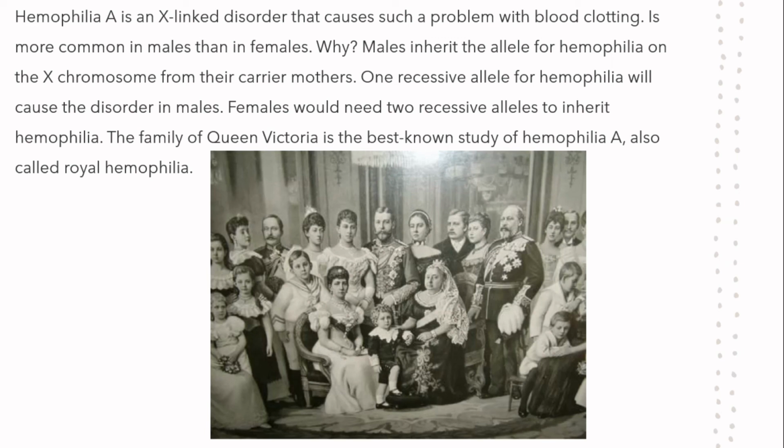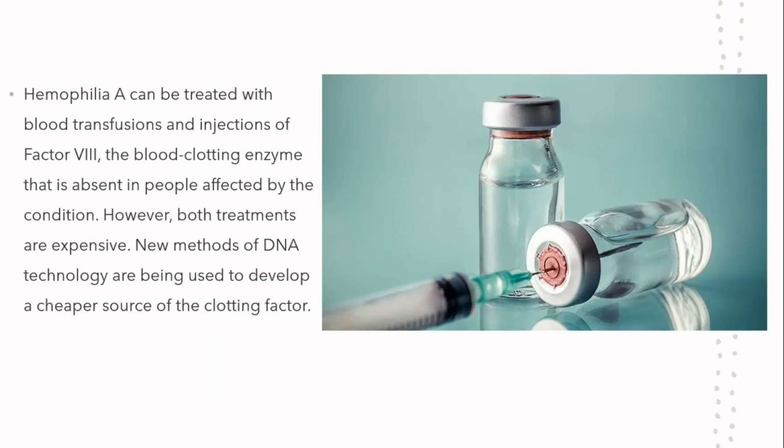Hemophilia A can be treated with blood transfusions and injections of factor VIII, the blood clotting enzyme that is absent in people affected by the condition. However, both treatments are expensive. New methods of DNA technology are being used to develop a cheaper source of the clotting factor.